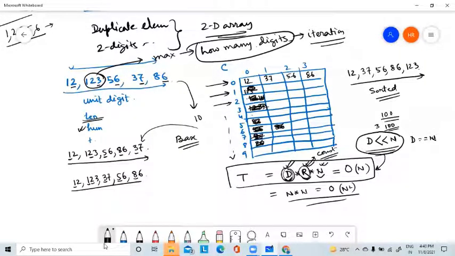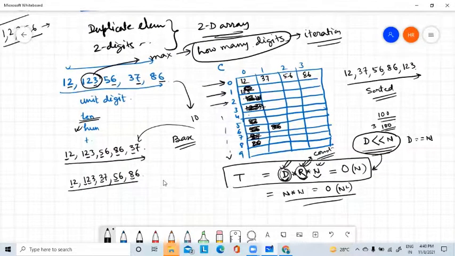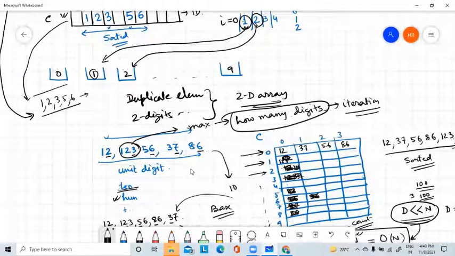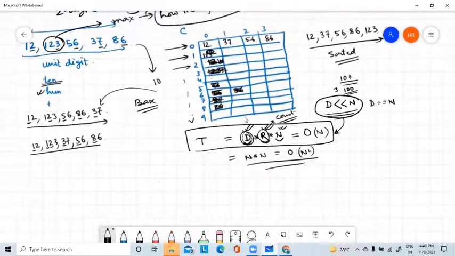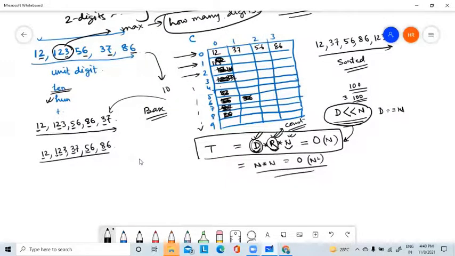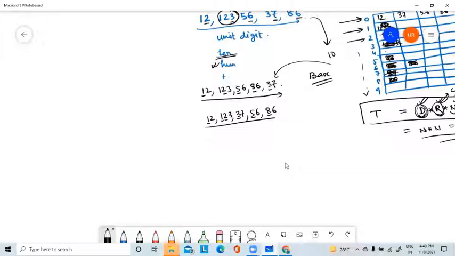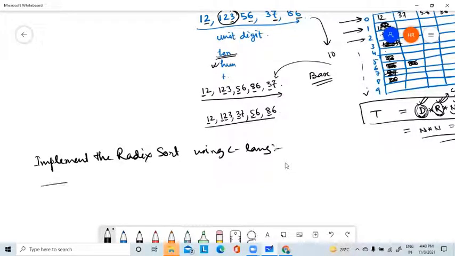So now for today, you have to implement this radix sort. You have to implement this radix sort using a 2D array, this type of 2D array. So this is your today's assignment. Implement the radix sort using C language. So this is your today's assignment.